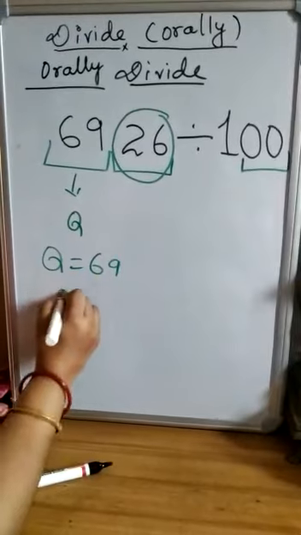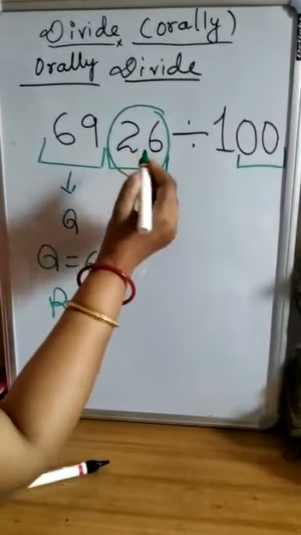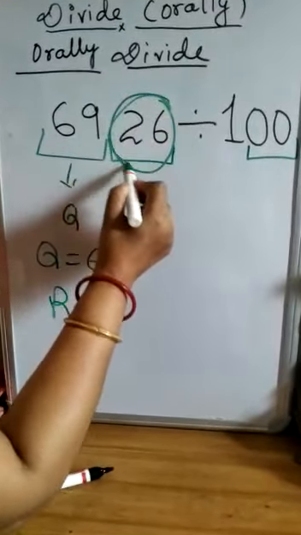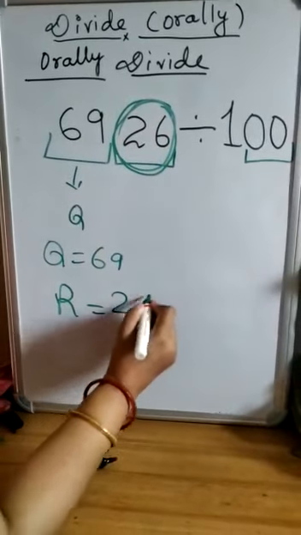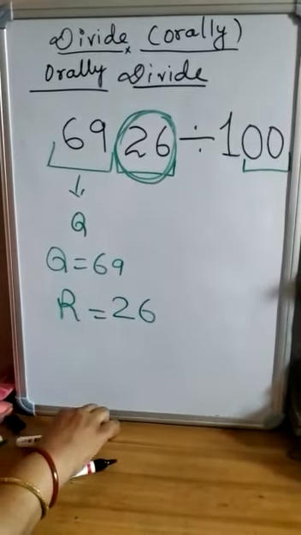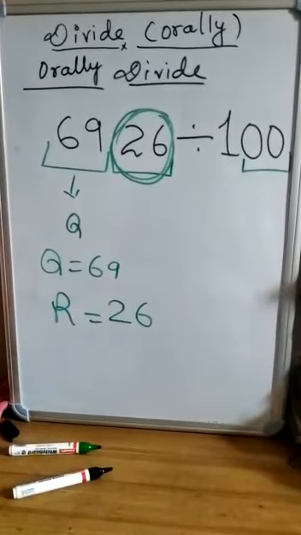And what about the remainder? The remainder is the digits that are removed. These removed digits, that is 26. 26 is the remainder. Correct? Now let us clarify with another example.